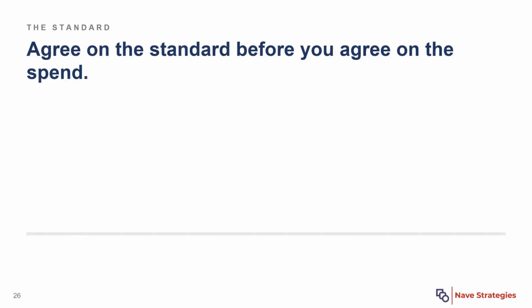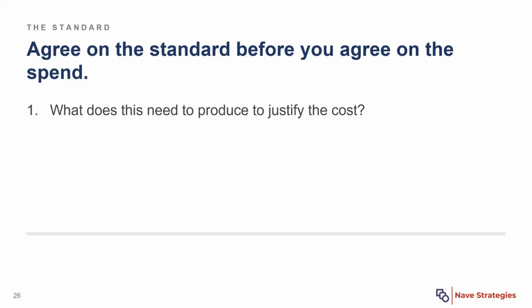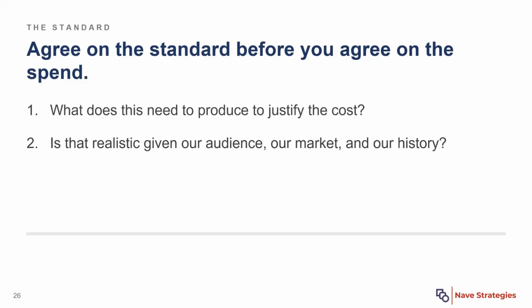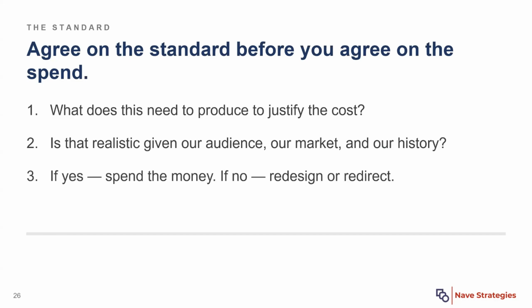Here's the standard. Before any significant marketing expenditure gets approved, whether it's a new idea or a line item that's been in the budget for years, run the basic math. What does this need to produce to justify the cost? Is that realistic given our audience, our market, and our history? And if you can answer yes with confidence, spend the money. If you can't, however, either redesign the investment until the math works or redirect the budget to something where it does. The numbers were always there. You just have to ask them.